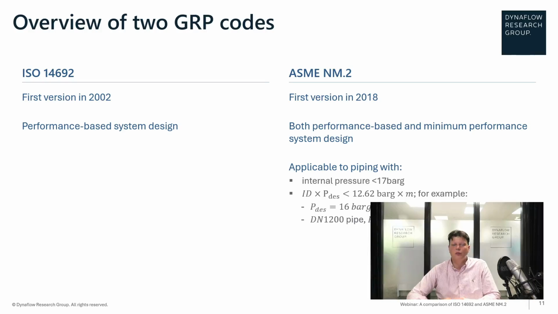A difference from ISO 14692 is that it is only applicable to piping with a design pressure of less than 17 bar, and the product of the pressure and the internal diameter must be less than 12.62 bar times meter. As an example, a 16 bar pipe must then be less than 750 millimeters in diameter. Or from the other way, if you have a DN 1200 pipe, then your design pressure must be less than 10.5 bar.